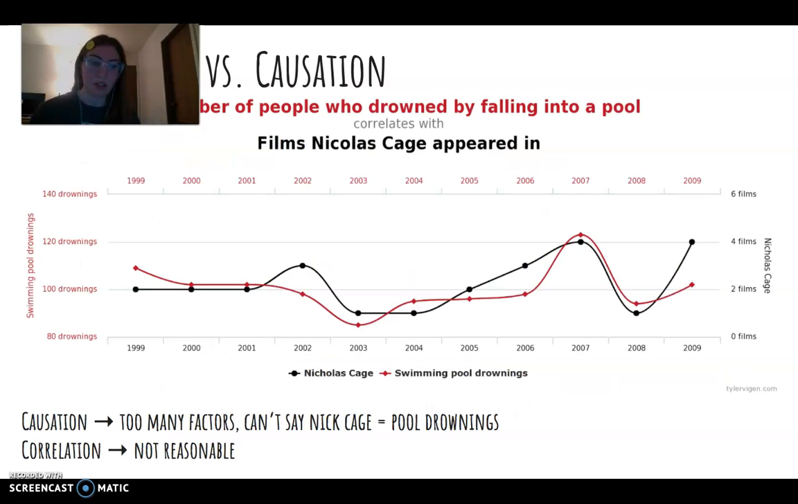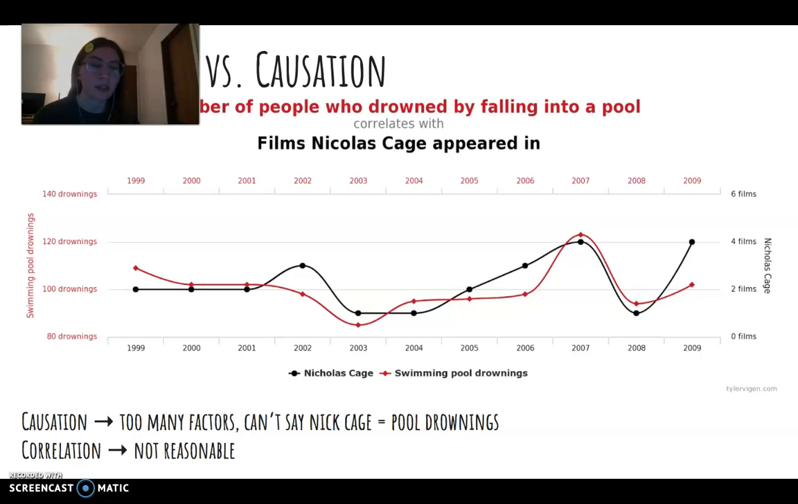For example, here's an illustration of where the number of people who drowned by falling in a pool seems to be correlated with films Nicolas Cage appeared in. That's because the two lines seem to overlap. We know automatically this isn't causation because it's impossible for that factor to affect it. There's just too many variables.